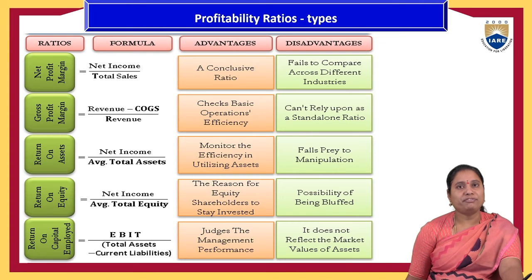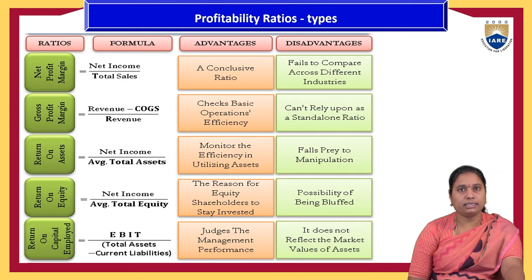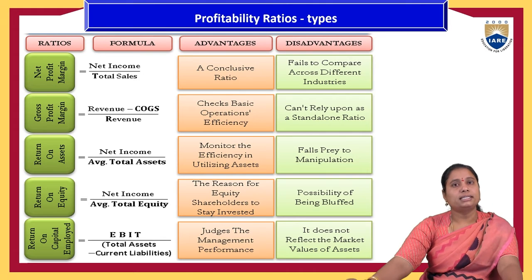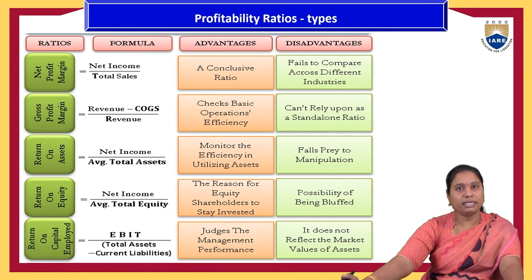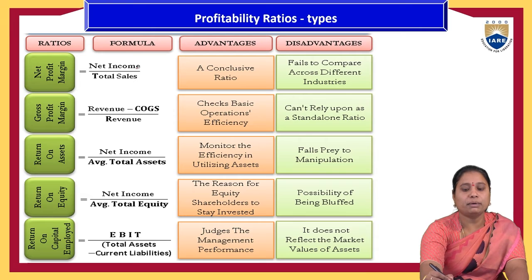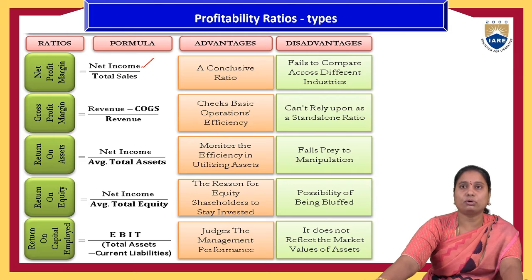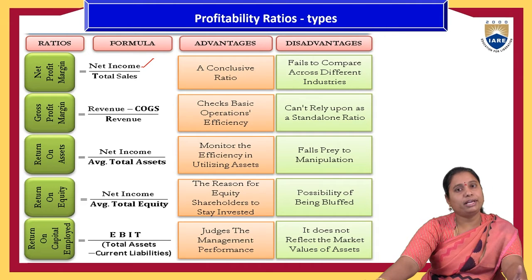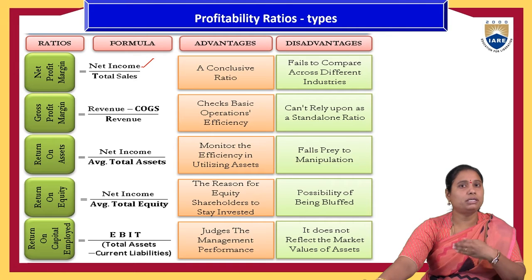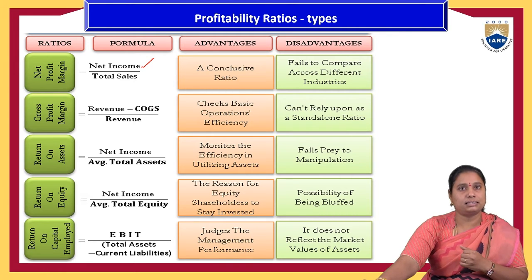All these profitability ratios, their formulas, advantages and disadvantages are summarized here. The net profit ratio is calculated with net income divided by total sales, and it is a conclusive ratio for the organization. Net profit reveals the profit position of the organization, but it fails at comparing different industries, though within one industry it can give the best analysis.